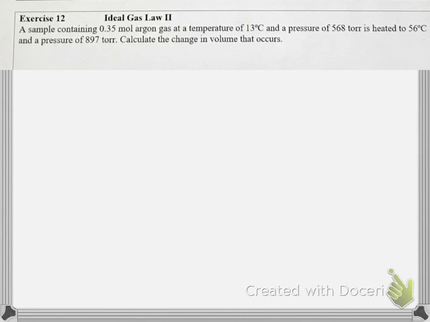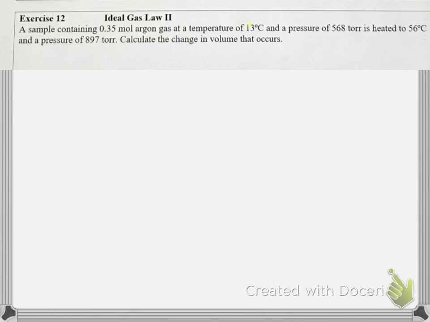So let's see what important information we have. In the first place, we are told we have 0.35 moles of argon, but we're not told that that changes from before to after. So that's not actually an important piece of information because that's just how much we have throughout the whole problem. So it's not going to affect our calculations because it's not changing.